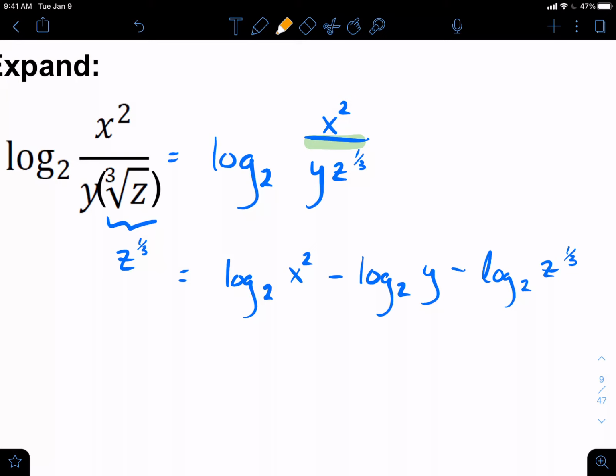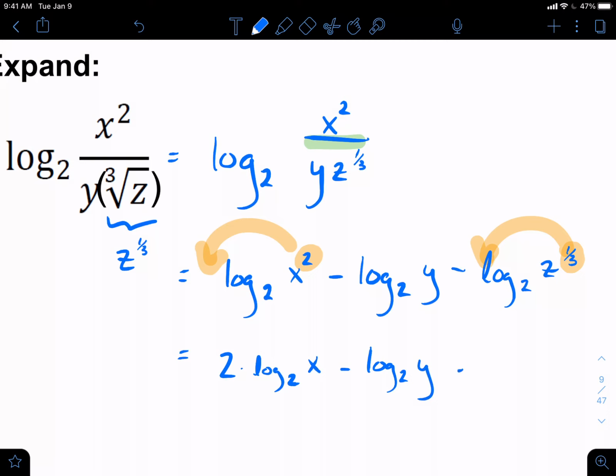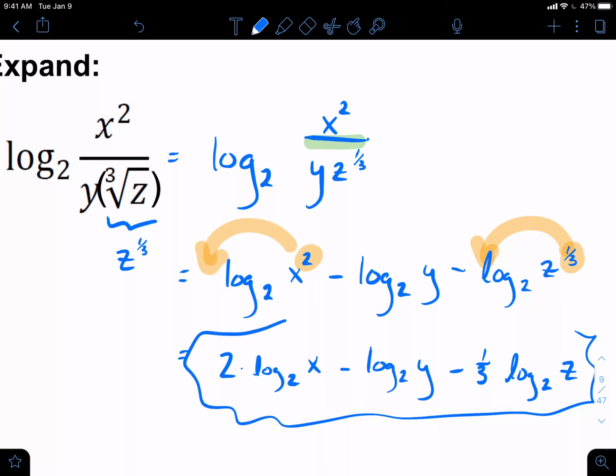Now, the last part is just to pull down any exponent. So we see an exponent, we're going to pull that down. Exponent, pull that down. So my final answer here will be 2 times log base 2 of x minus log base 2 of y minus 1/3 log base 2 of z, making this my final answer.